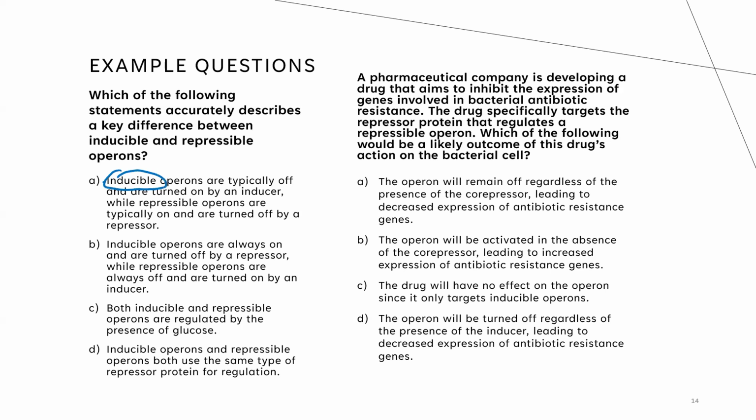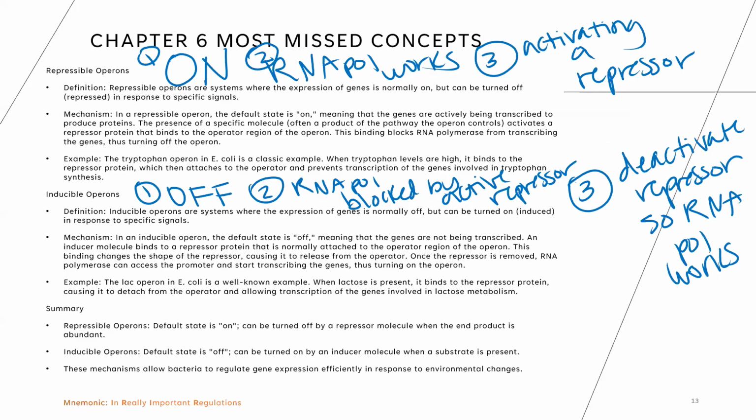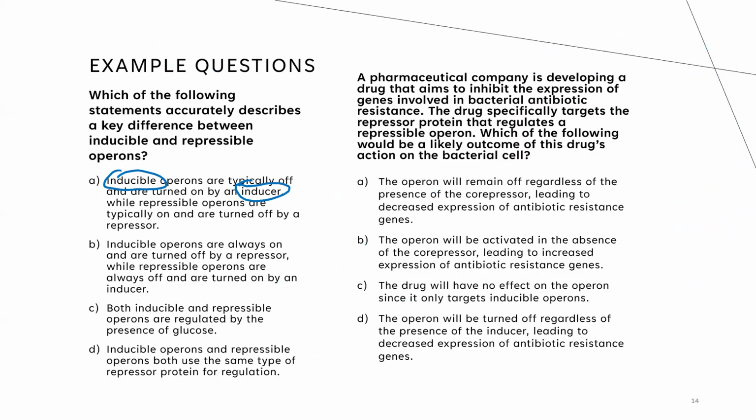Okay, inducible operons are turned on by an inducer. This is making sense. This is what we talked about earlier. In the exactly previous slide, I didn't mention the inducer in the inducible operon, but how are we going to deactivate the repressor? Well, we said lactose is going to bind it in the lac operon. That was our example. Lactose in this case is an inducer. So I just wanted to go back to that so you understand where it falls in with the steps. So this one is sounding pretty good.